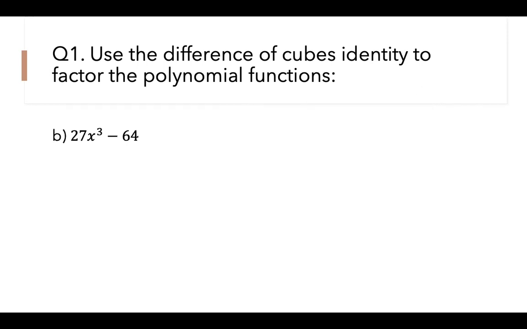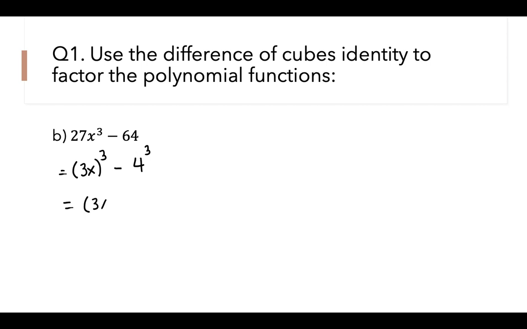Let's try the next one. Again, identify if you can cube root each term. So in this case, it will be 3x cubed minus the cube root of 64, which will be 4 cubed. And then, without looking, let's practice.